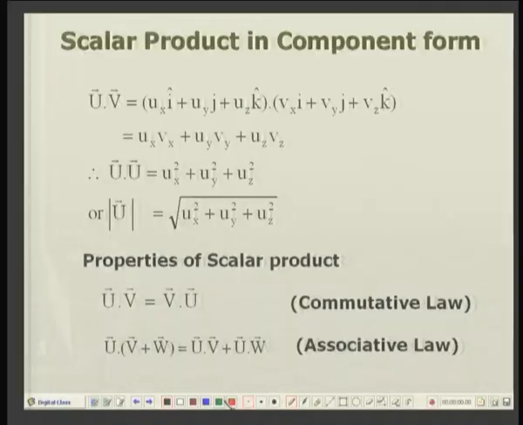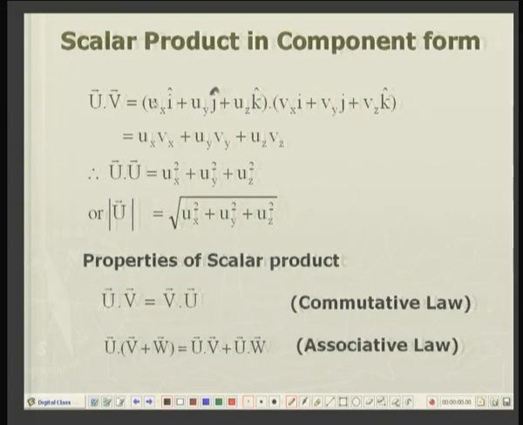Now let us have a look at the scalar product in component form. Again, same two vectors u and v, they are represented as ux multiplied by i unit vector plus uy multiplied by j unit vector plus uz multiplied by k unit vector, and similarly for vector v.